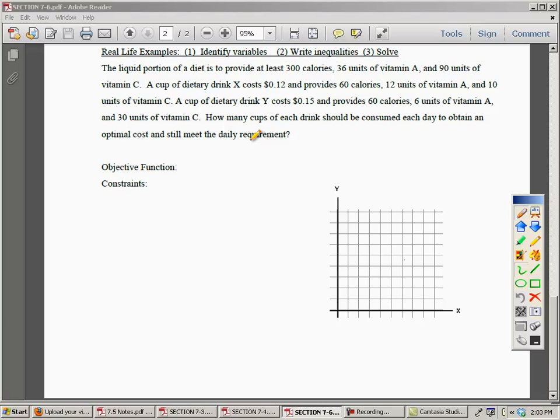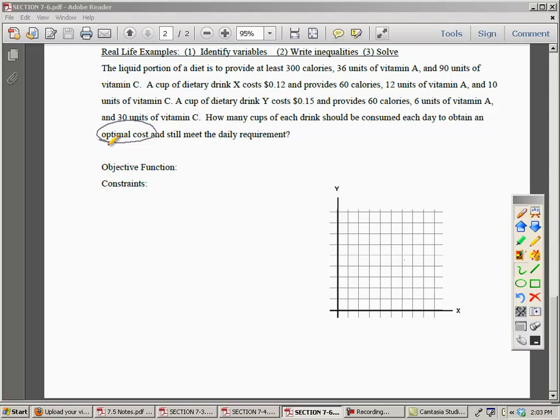Let's read through this. A liquid portion of a diet is to provide at least 300 calories, 36 units of vitamin A, 90 units of vitamin C. Dietary drink X costs 12 cents and provides 60 calories, 12 vitamin A's, and 10 vitamin C. Dietary drink Y costs 15 cents and provides 60 calories, 6 vitamin A's, and 30 vitamin C's. How many cups of each drink should be consumed each day to obtain an optimal cost? I'm going to circle that for a minute, and still meet its requirements.